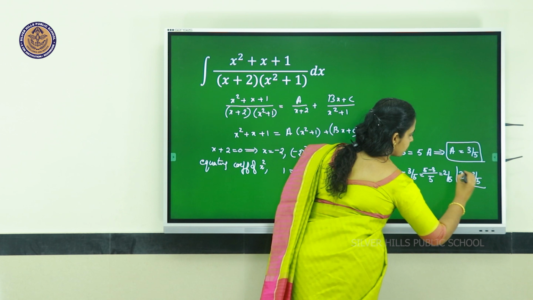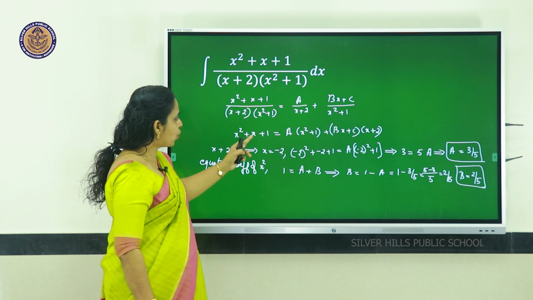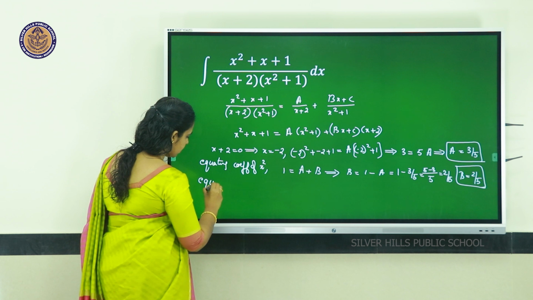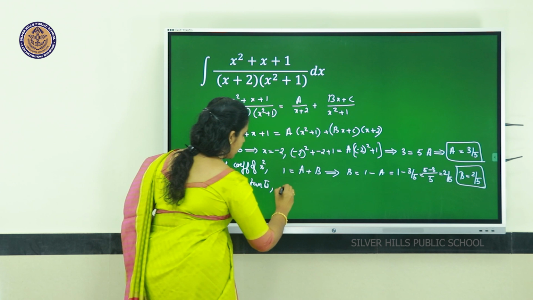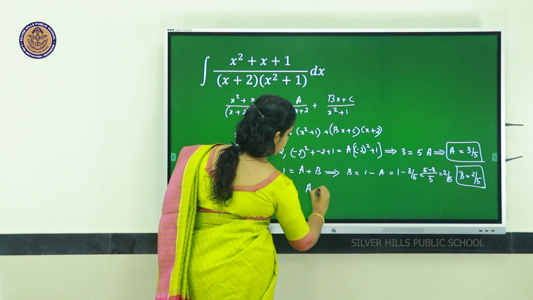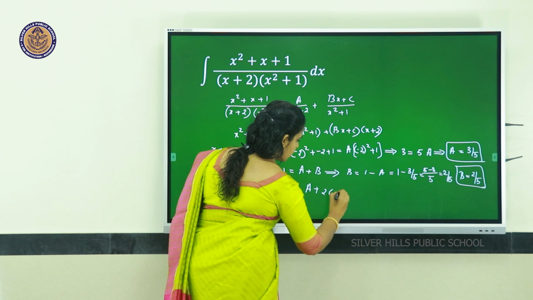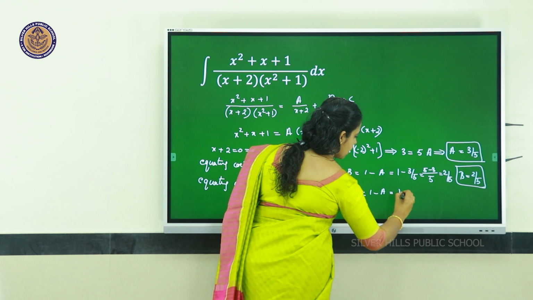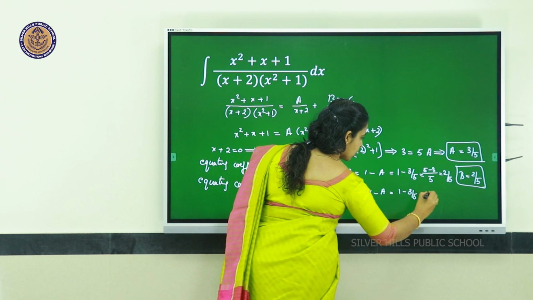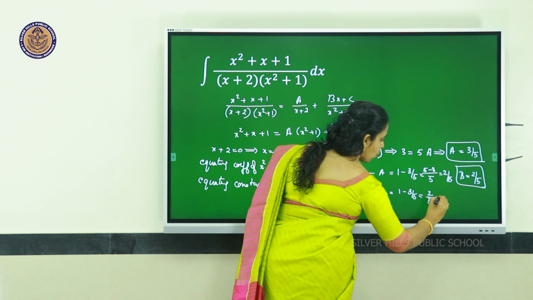Now, let us find C. Let us equate constants on both sides. What is the constant in LHS? 1. 1 equal to A plus, comes here, C into 2, 2C. So, you will get 2C equal to 1 minus A, equal to 1 minus 3 by 5, which we already found out is 2 by 5. That was 2C. So, C will be equal to 1 divided by 5.